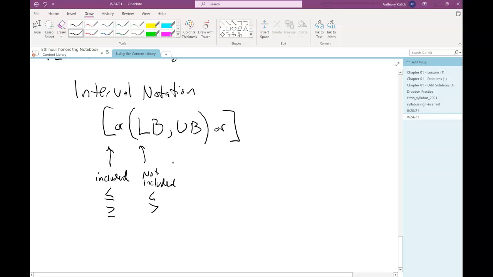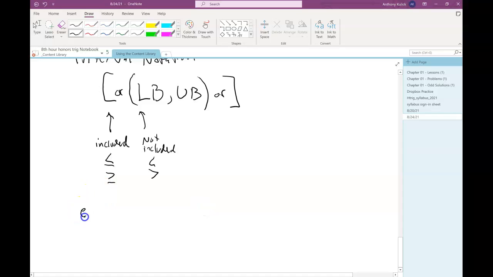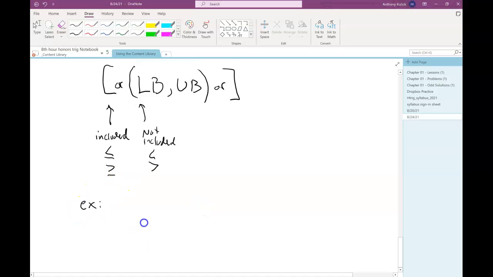So let's look at a couple of sets and then write the interval notations for those sets, just as some practice. Again, we used interval notation quite a bit in your Algebra 2 class, but it's been a minute.